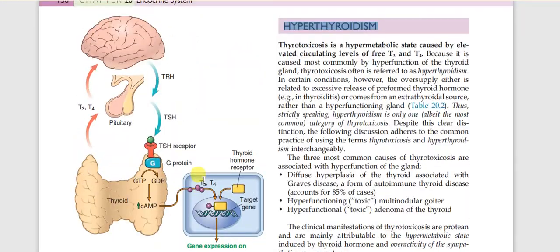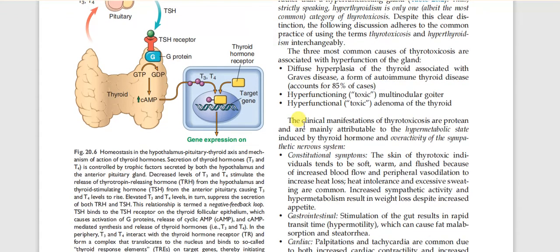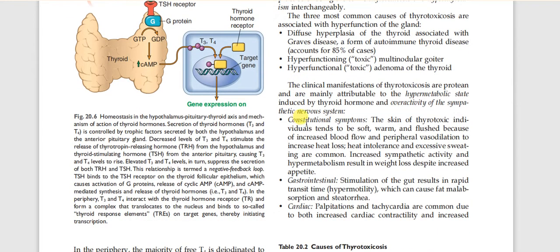Which symptoms of hyperthyroidism can we mention? Which symptoms can we find? The skin of thyrotoxic individuals tends to be soft, warm, and flushed because of increased blood flow and peripheral vasodilation to increase heat loss. As more heat is produced, we need to lose this heat, right? And that's why the skin becomes very reddish. Heat intolerance and excessive sweating are common.